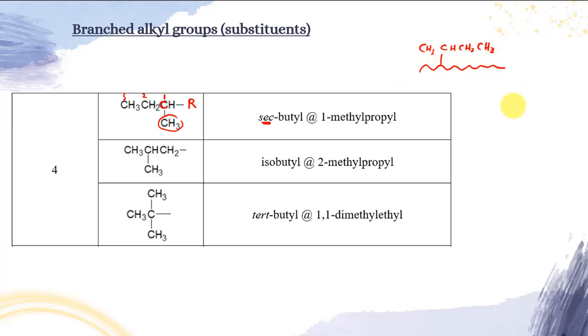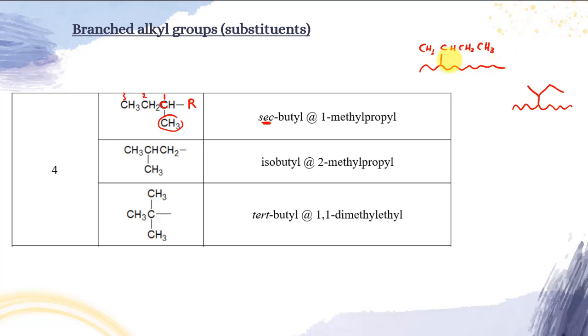Or another symbol using skeletal structures, it looks something like this. Okay, in which we have carbon 1, 2, 3, 4. The carbon that's attached to the parent is a secondary carbon. So this is a secondary carbon.